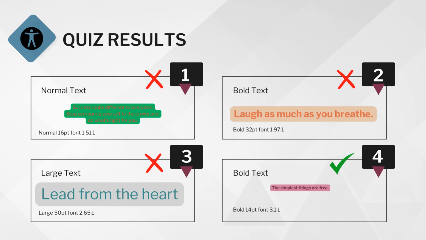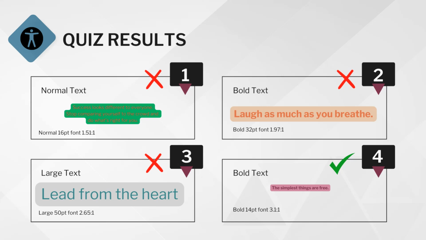Here are the answers. Number 1, with the red text on the green, is a fail, and that is a normal text size. Number 2 also fails. It is a large bold because it's 32 pt, but that also fails at only a 1.97 to 1 color contrast ratio. And number 3 also fails, large text, at a 50 pt and only a ratio of 2.65 to 1. So that's the closest, but it still does fail.